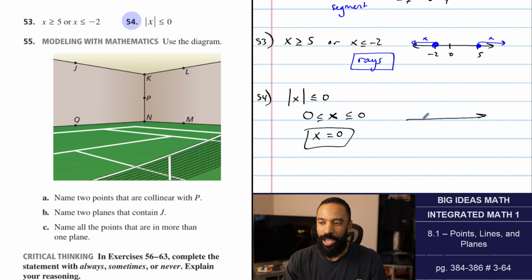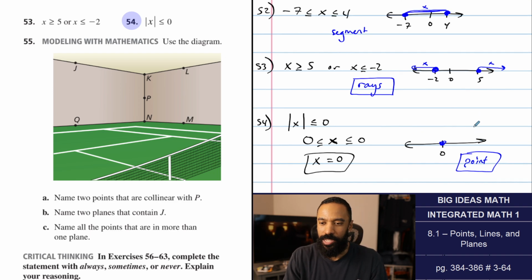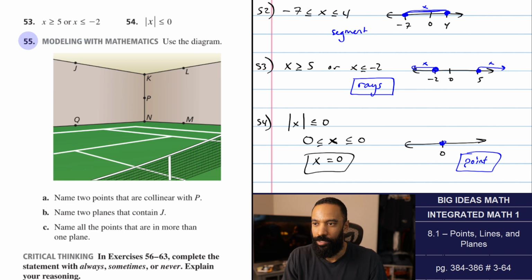Now, how do you do one value on a number line? You just draw a point. A point. We generally don't do that because that's just kind of a weird representation, but it is that. All right, number 55. Use the diagram. Looks like a tennis court, indoor tennis court.